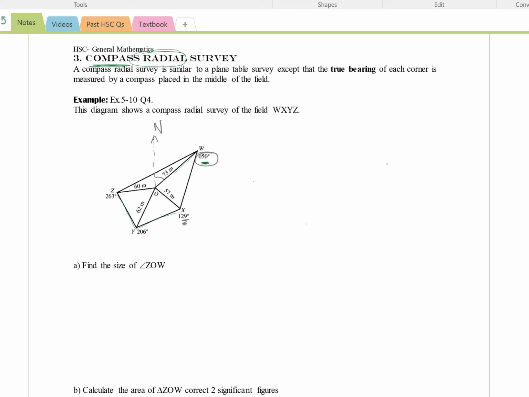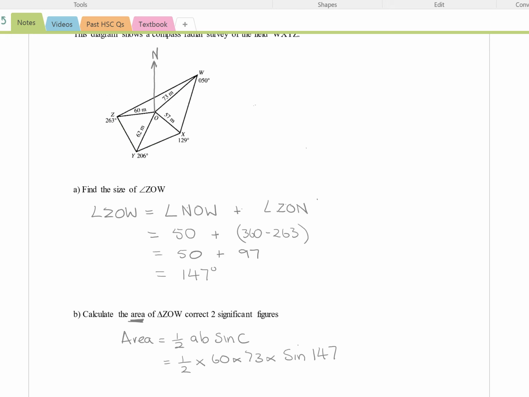find some angles inside the triangles. You can see there's 1, 2, 3, 4 triangles, and none of them are right angled. So we're moving away from any right angle trigonometry to non-right angle trigonometry, which is, remember, the sine rule, the cosine rule, and we can get the area of a triangle. So let's have a look at the questions.